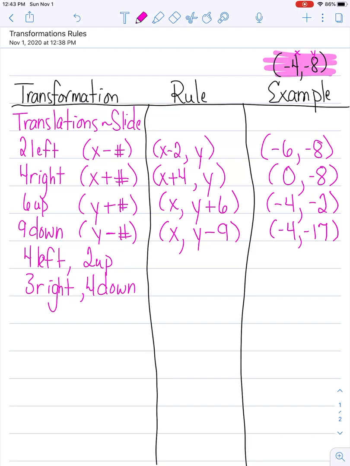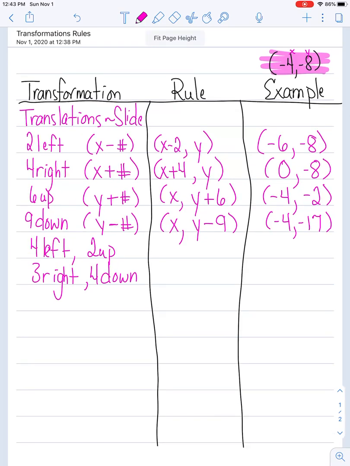Now let's put left and right together. Left, right, up, down. So 4 to the left would be x minus 4. 2 up would be y plus 2. So now I'm going to do that to my point. So -4 minus 4 is negative 8. You type your original point in first, comma, negative 8 plus 2 is negative 6. So if I go 4 left, 2 up, that point moves to negative 8, negative 6.